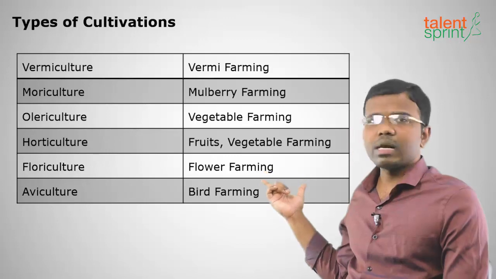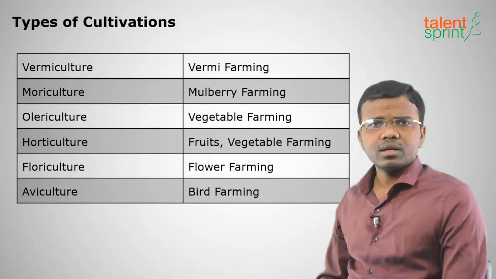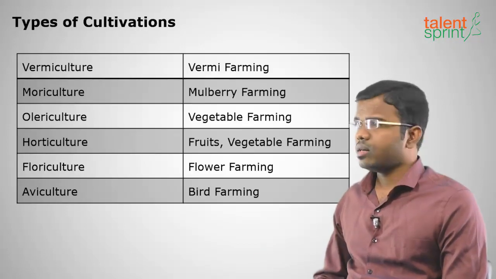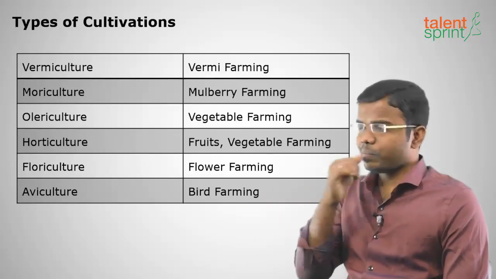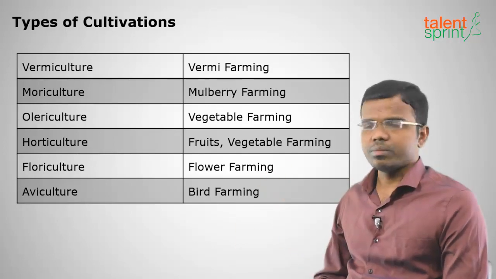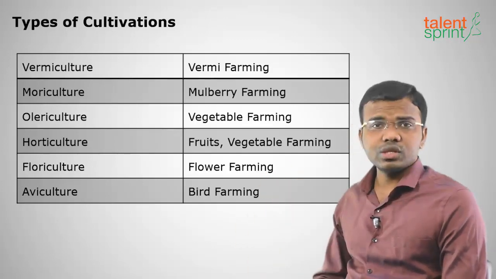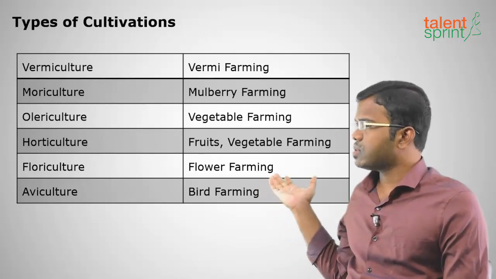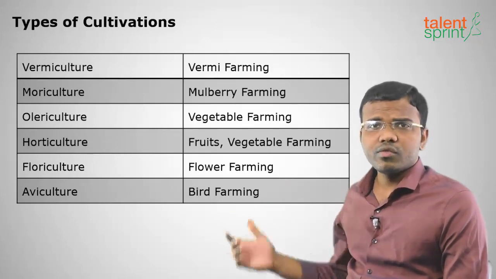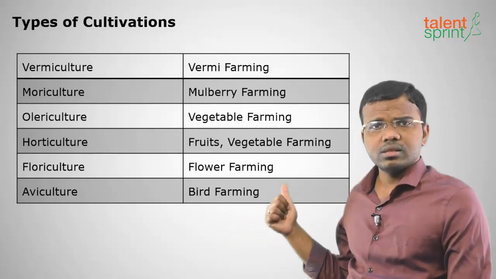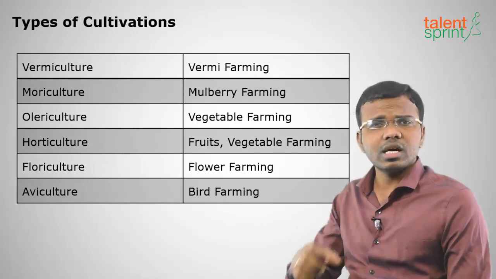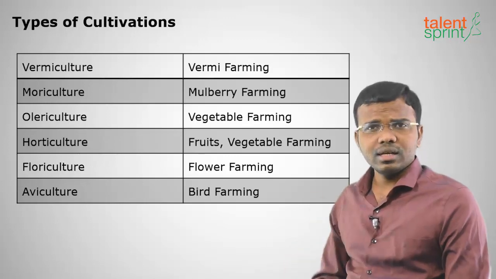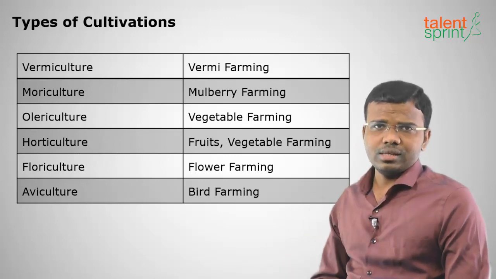Next is moriculture, mulberry farming. It is similar to sericulture, which is silk farming, right? Mulberry trees are fed to the silkworms. Next is olericulture. It is vegetable farming. Floriculture, flowers. Horticulture, fruits, flowers, vegetables. And aviculture is of birds. As aves means birds, aviculture is of birds. So these are the different types of cultivations which are practiced in agriculture, and these are very important for our examination.